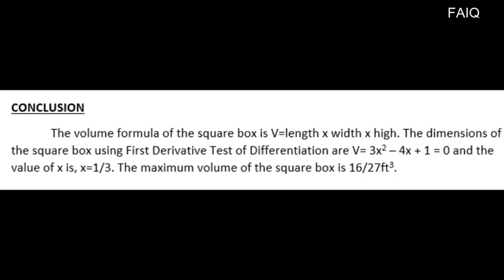The conclusion is that the volume formula of the square box is volume equal to length multiplied by width multiplied by height. The dimension of the square box using the first derivative test of differentiation is 3x squared minus 4x plus 1 equal to 0, and the value of x is 1 over 3. The maximum volume of the square box is 16 over 27 feet cubed.